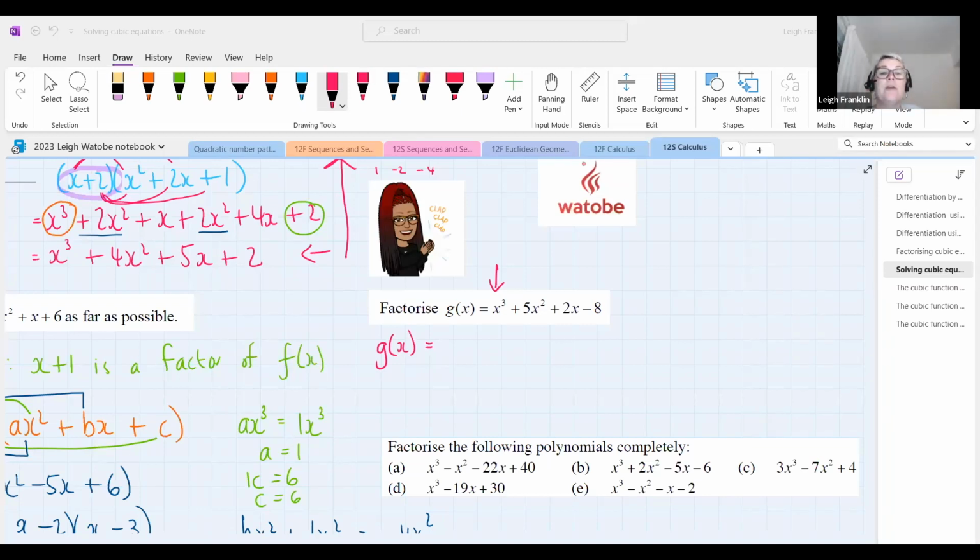Can I have a volunteer? Who wants to tell us how they did g of x? Kamogelo, go for it. Good afternoon. I found that x minus 1 is a factor. Okay, good. So I said open bracket x minus 1, close bracket, x squared plus, I used the mx method, so I said plus mx. Okay, that's fine. So what letter did you use in front of your x squared?